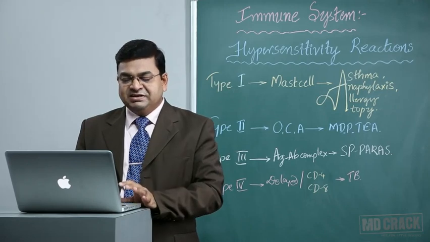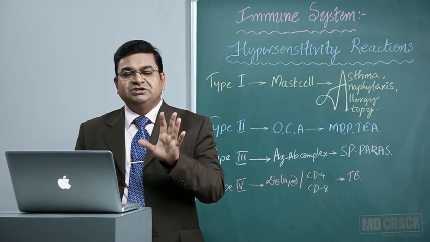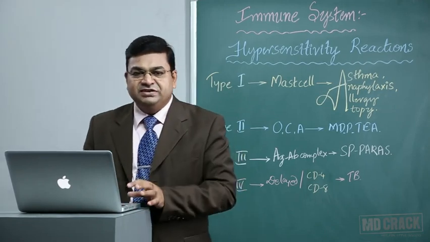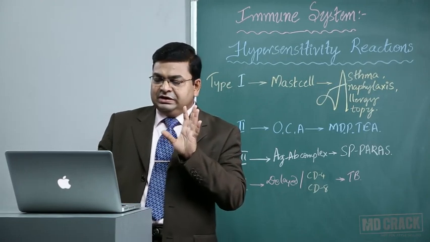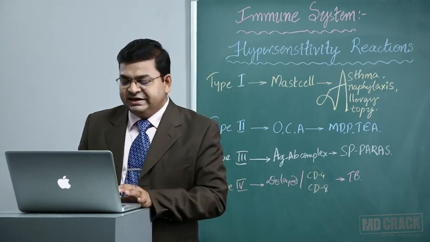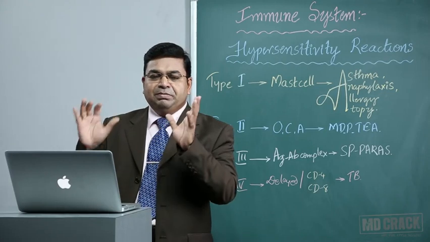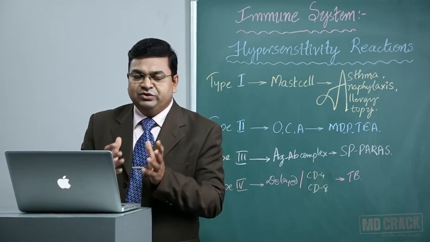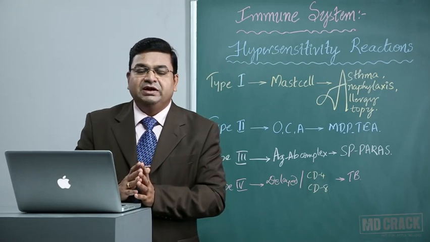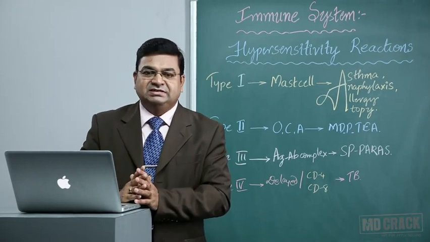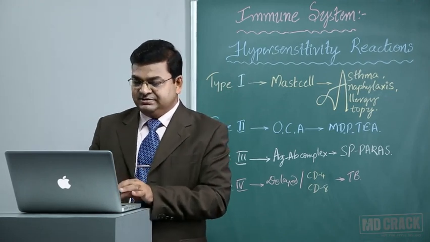The classical example is asthma. Asthmatic patients will have the classical family history of asthma. So asthma is more genetically susceptible. Patients will have a family history, so we have to ask the patient whether any person in the family has asthma. It is said to run in families.